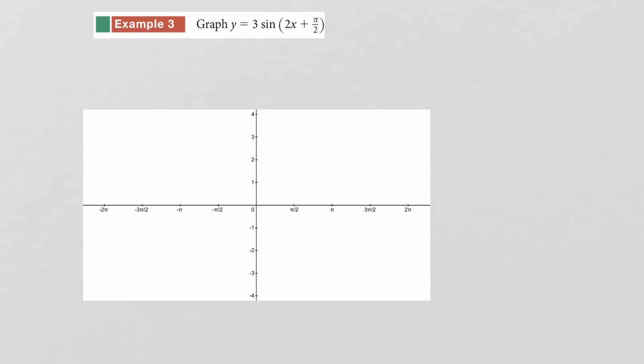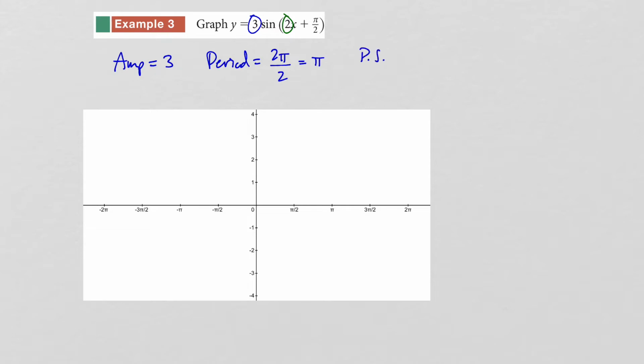So for our next example, it's a little bit more complicated. Notice that we have an amplitude change, we are going to have a period change, and we are also going to have a phase shift. And I'm going to show you 2 ways to approach this problem. So first of all, let's identify that A is 3, so the amplitude of this graph will be 3. The period is 2 pi divided by b, and b is this number here. So it's 2 pi divided by 2, which is pi.